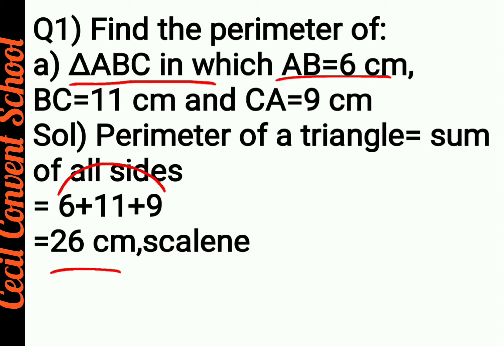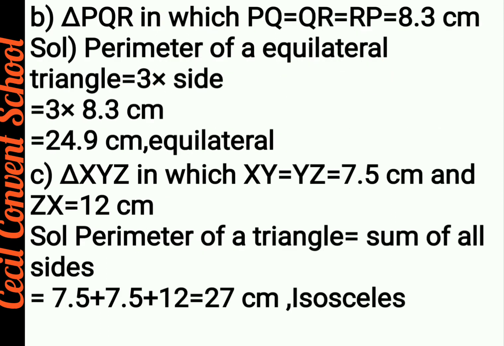In this question, they are also asking us to tell what type of triangle it is. Here you will see all sides are different. When all sides are different, what type of triangle is it? It is a scalene triangle. Clear? Now we do B part and C part.